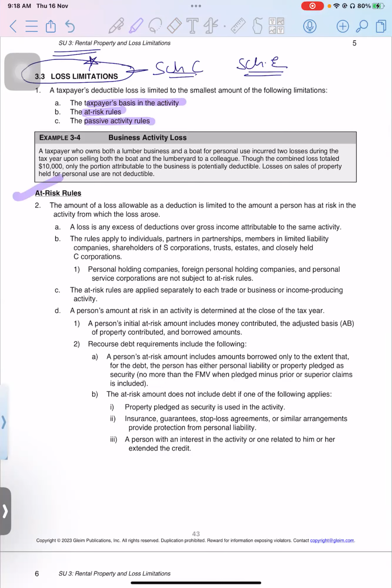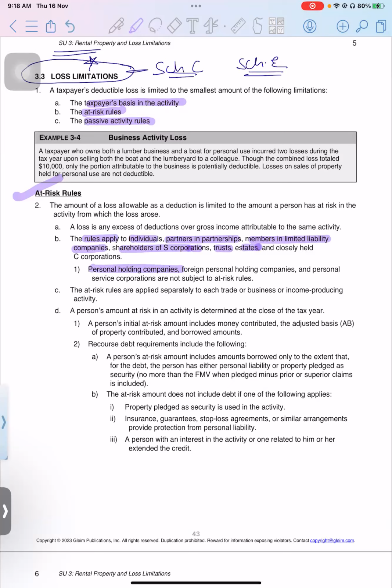At-risk means what? Any loss which will be attributable to the amount for which that partner or a shareholder is liable personally. So see, this rule will apply to an individual, a partner in a partnership firm, a member in an LLC, a shareholder of an S corp, trust, estate, or a closely held corporation. PSC, whatever, the personal holding company.